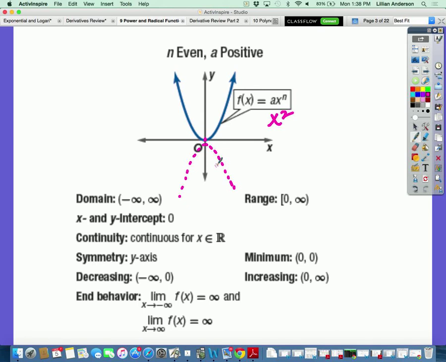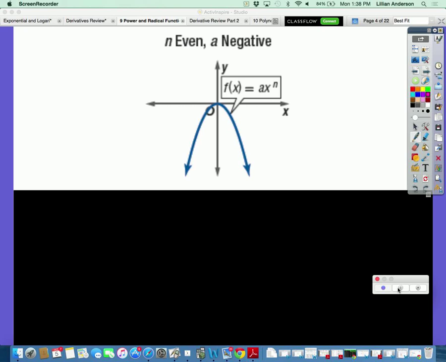If it's flipped over, now we're down to our intervals. Am I increasing anywhere? From negative infinity to 0, because I'm going up from negative infinity to 0. So I'm increasing there. Am I decreasing anywhere? 0 to infinity. I am decreasing from 0 to infinity, okay? So increasing where? Negative infinity to 0 and decreasing from 0 to infinity.